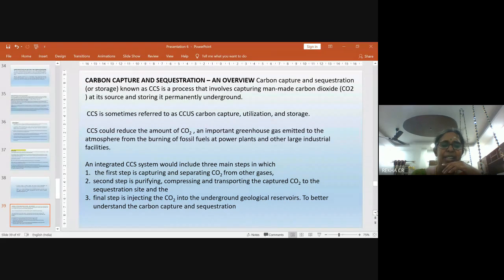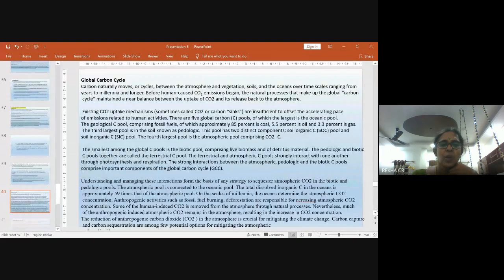So the integrated CCS system includes three main steps. The first step is capturing and separating carbon dioxide from other gases. Second one is purifying, compressing, and transporting the captured carbon dioxide to the sequestration site. And the final step is injecting the carbon dioxide into the underground geological reservoirs.